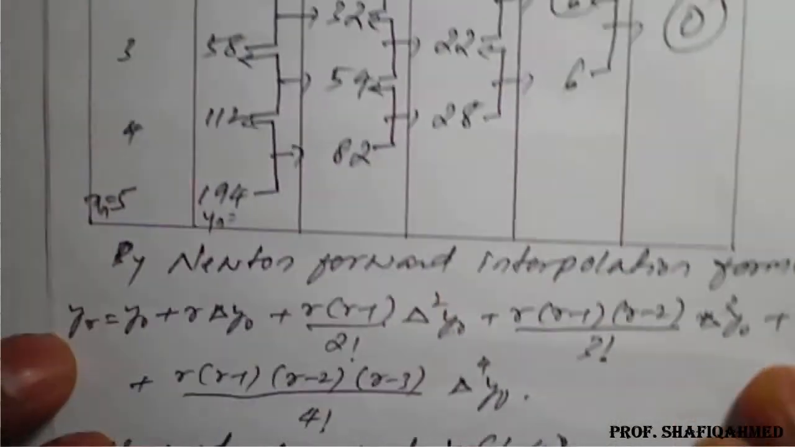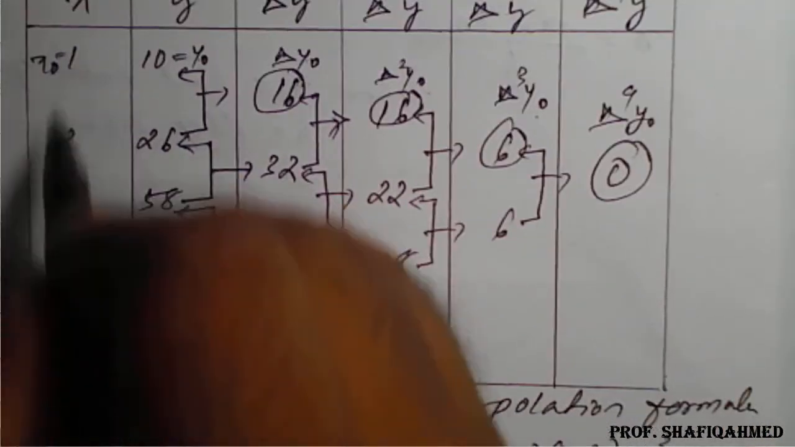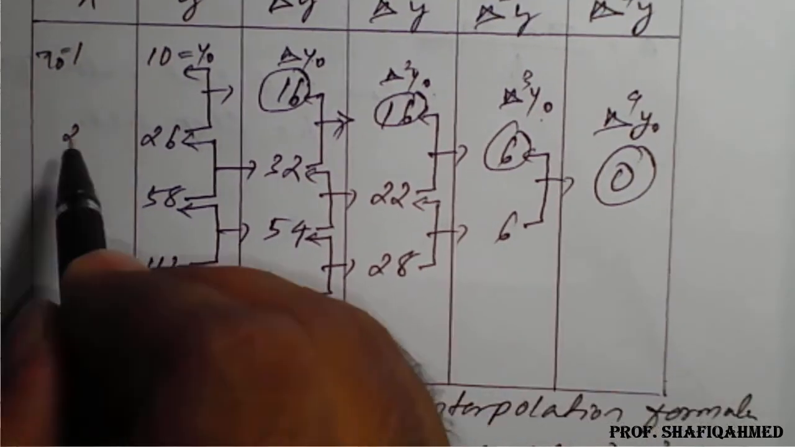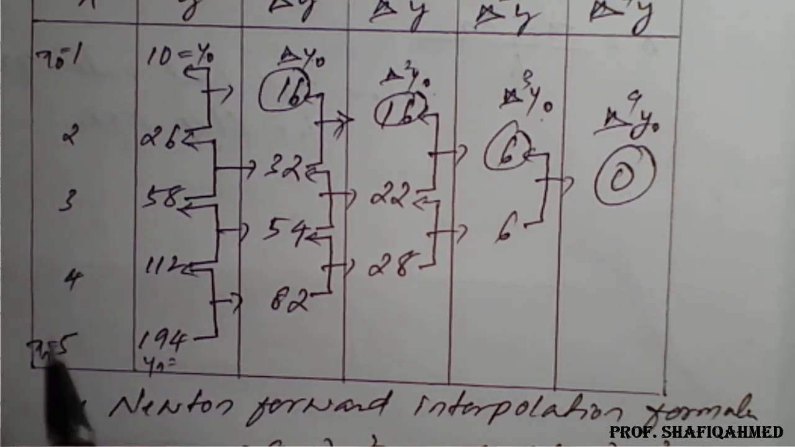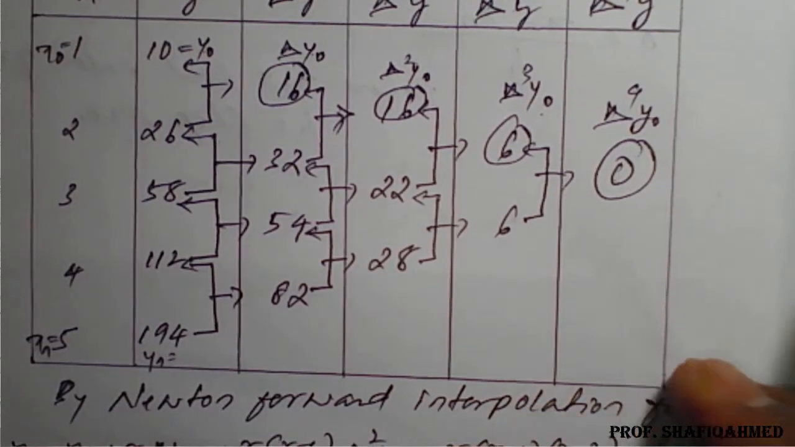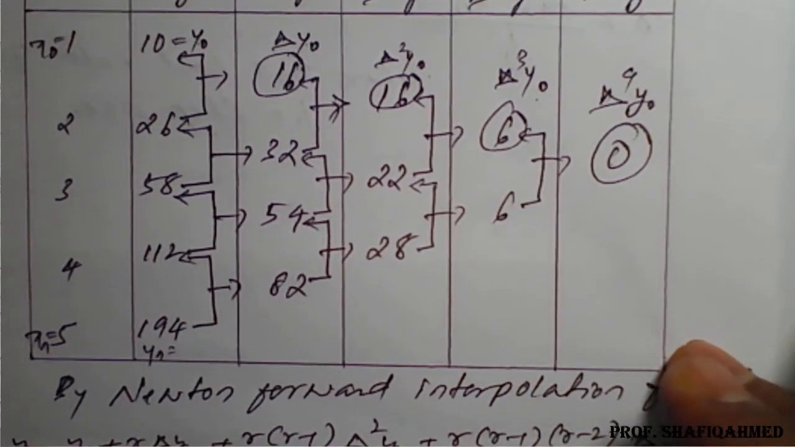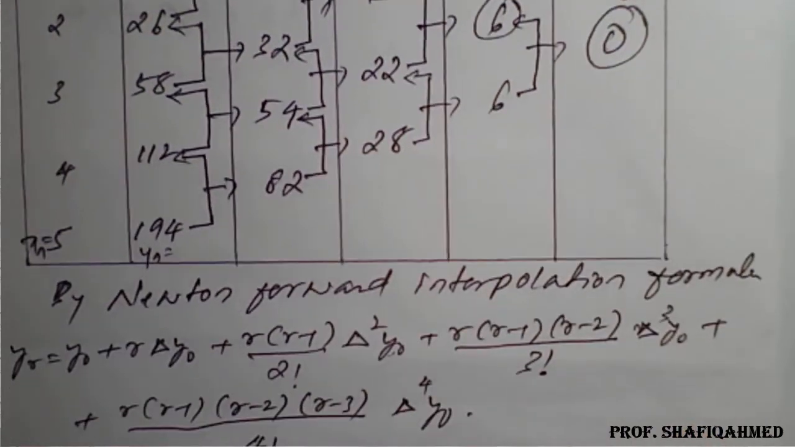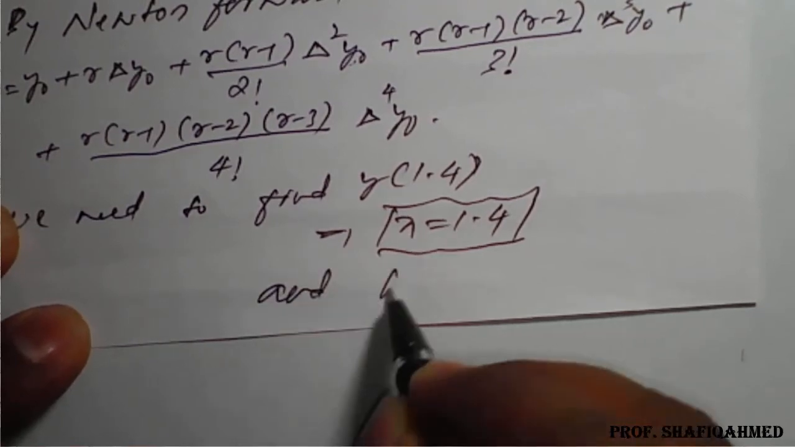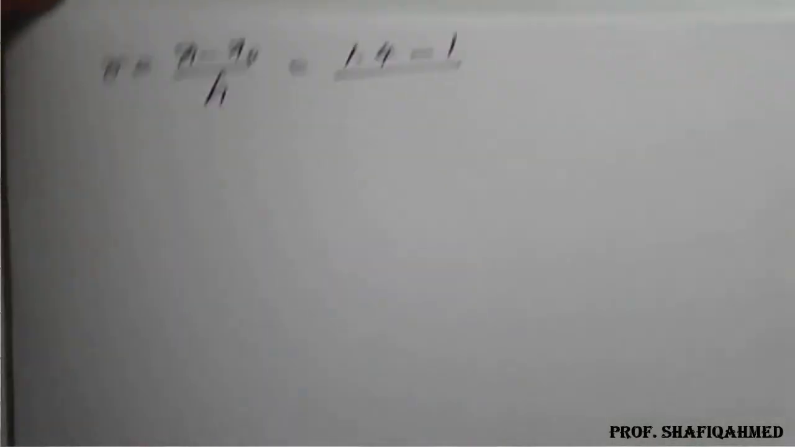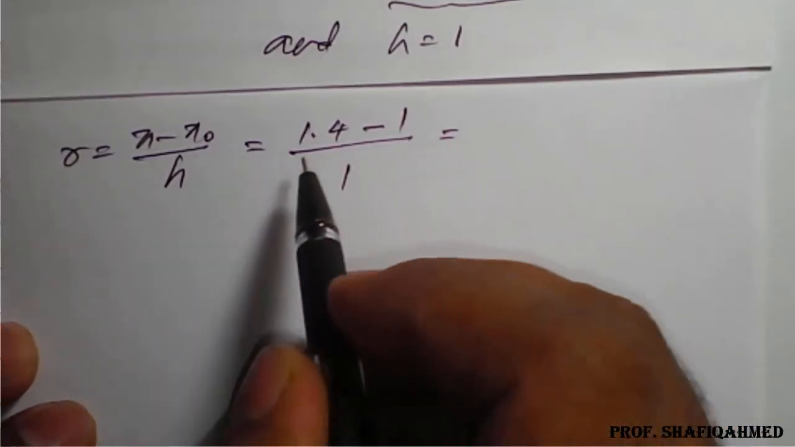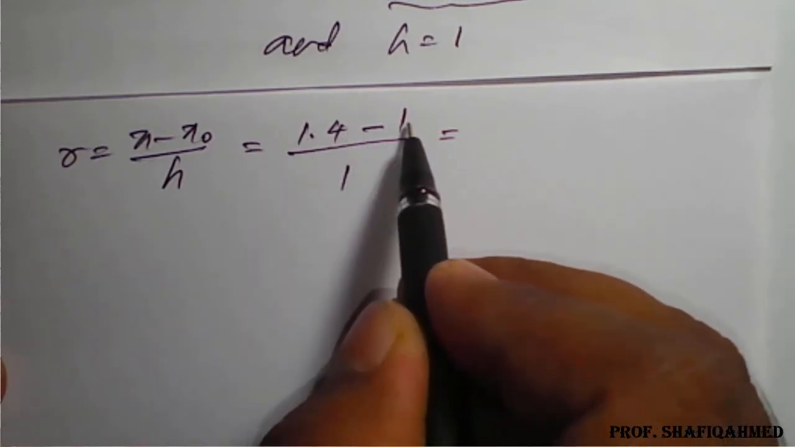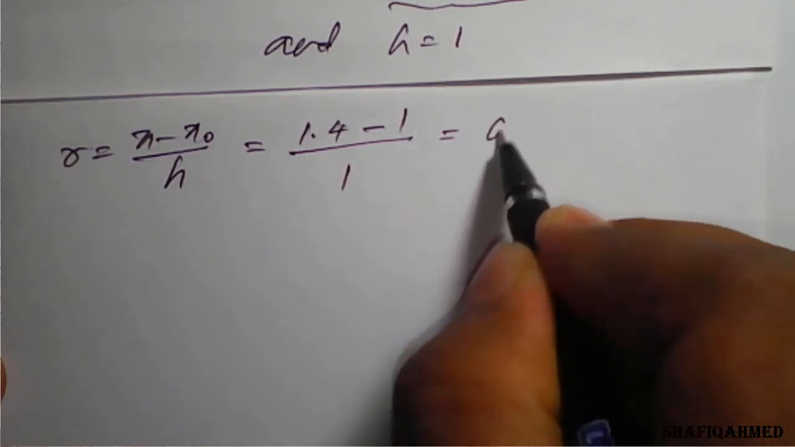Divided by h, you just check here for h. These are the x values, and from x only you have to get the value of h. So 2 minus 1 is 1, 3 minus 2 is 1, 4 minus 3 is 1, 5 minus 4 is 1. So this formula is only useful for equal intervals, where the step size is common; only then can we apply this formula. So here h is 1, and therefore r is 1.4 minus 1 divided by 1, so we'll get 0.4.